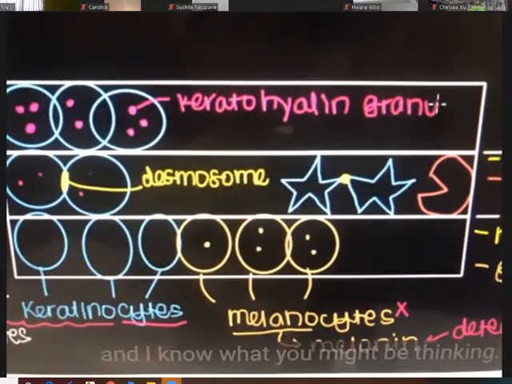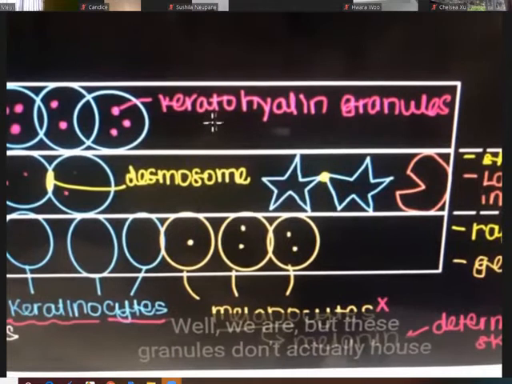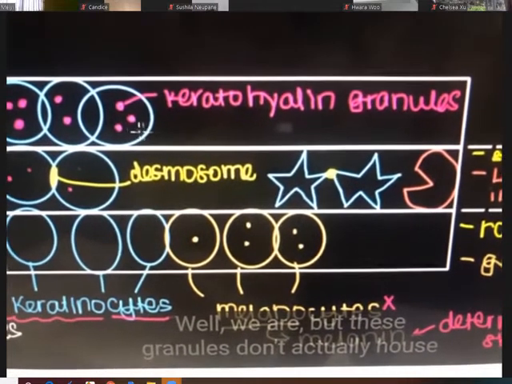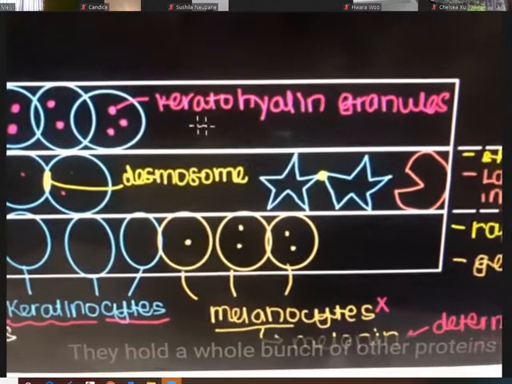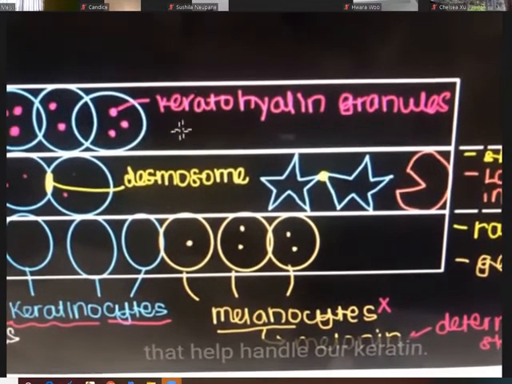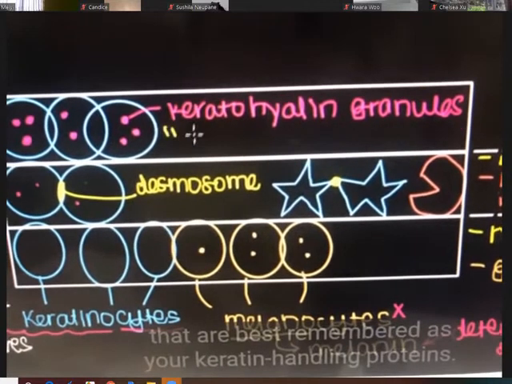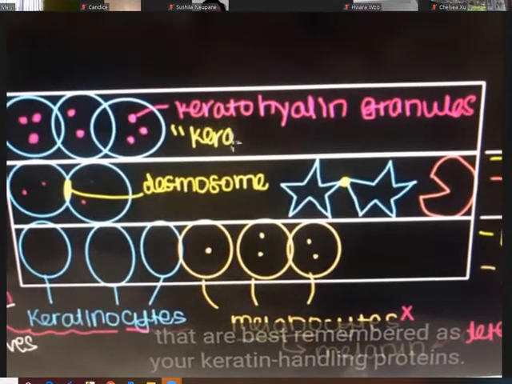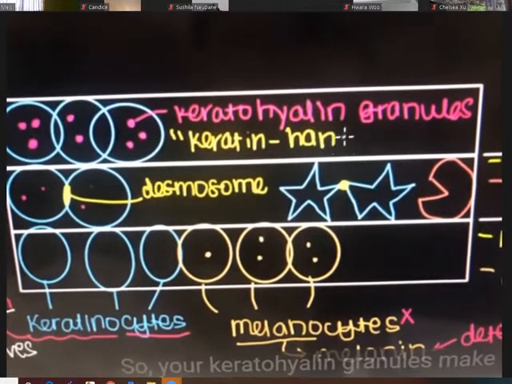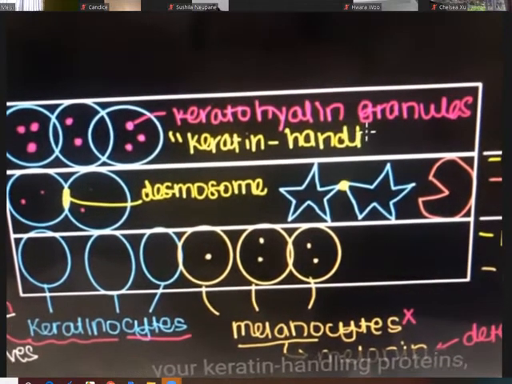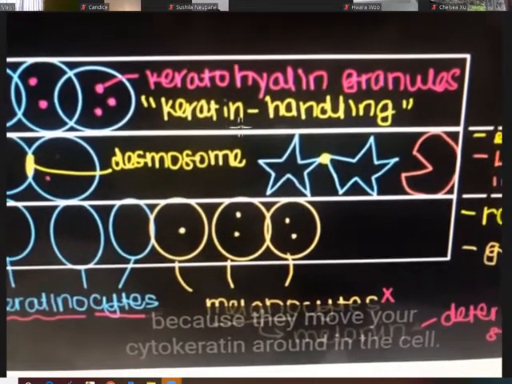And I know what you might be thinking. So does this mean we're making a whole bunch more keratin in this layer? Well, we are, but these granules don't actually house keratin or the cytokeratin we talked about. They hold a whole bunch of other proteins that help handle our keratin. Just know that these granules make proteins that are best remembered as your keratin handling proteins. So your keratohyalin granules make your keratin handling proteins because they move your cytokeratin around in the cell.